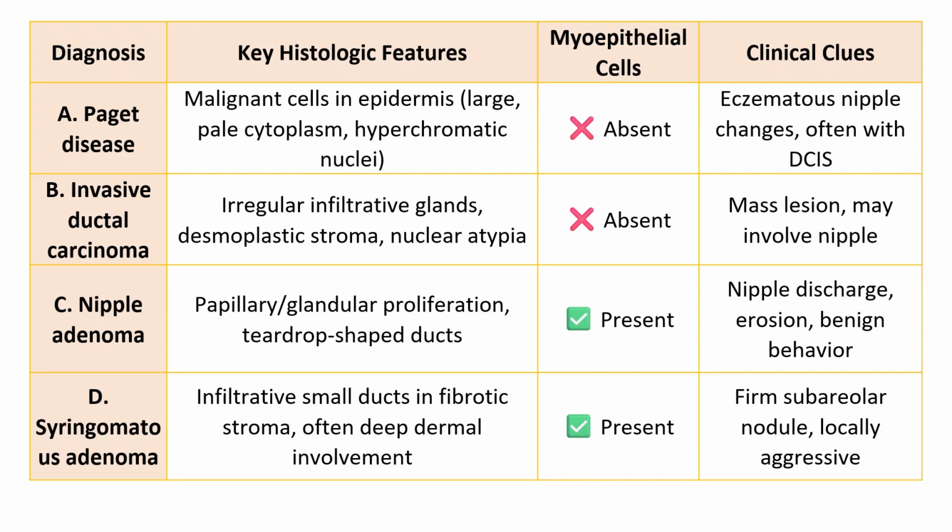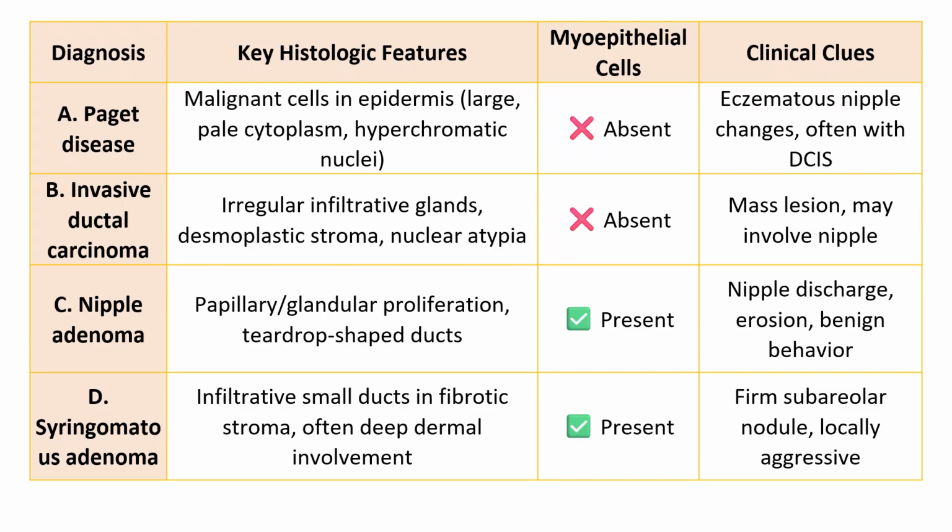So this is the table showing all the 4 differential diagnoses. Paget's disease, you will see Paget cells in the epidermis, myoepithelial cell rimming is absent, and clinical clue is eczematous nipple. Okay, invasive ductal carcinoma, you will see irregular infiltrative glands and desmoplastic stroma with nuclear atypia. In this also myoepithelial cell rimming will be absent, and it presents as a mass lesion which may involve the nipple. And coming to our diagnosis, that is nipple adenoma, there is papillary or glandular proliferation, teardrop shaped ducts, and epidermis is showing changes like epidermal ulceration and pseudoepitheliomatous hyperplasia. Myoepithelial cells are present, and it presents as nipple discharge, erosion, and it usually has benign behavior.